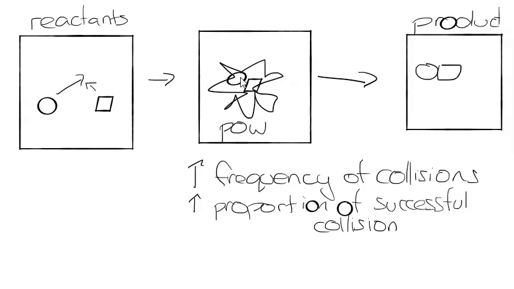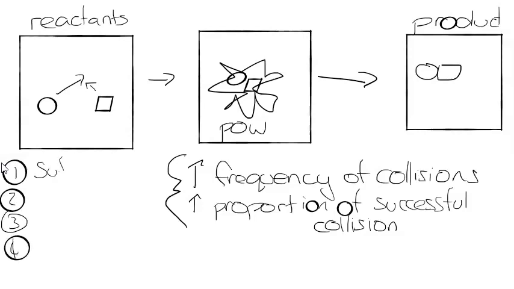If 2 out of 10 collisions result in a product, then that's going to be a slower rate of reaction than if 4 out of 10 of the collisions resulted in a product and they were happening at the same frequency. So, for the ways that we can change either the frequency of collisions or the proportion of successful collisions, we've got 4 factors that we're going to look into. 1, 2, 3, 4. The first one is surface area.